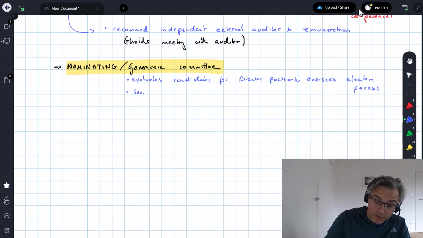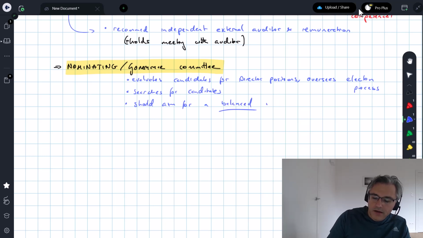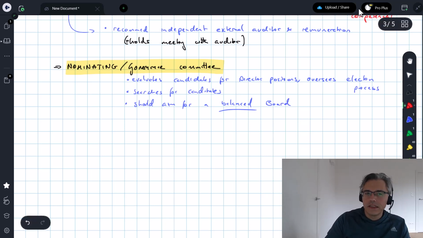They search for suitable candidates, but also set the criteria for that search. For example, what skills are we looking for, what experience, what background, and their job should ideally be done in such a way as to aim for what we would call a balanced board, bringing to the table different perspectives, different experiences, etc., etc.